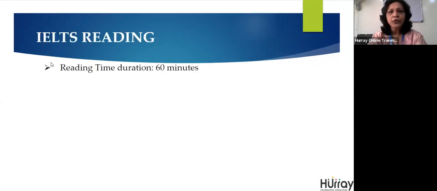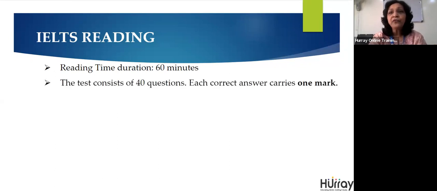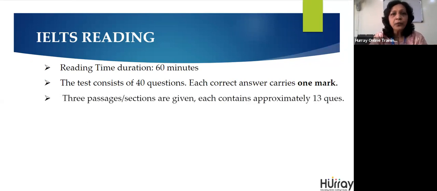Let's go to the reading module. The structure of the reading test is the time duration, which is 60 minutes, which is equal to 1 hour. And there will be 40 questions totally, and each correct answer carries 1 mark. The 40 questions are divided into 3 passages, and each passage would have 13 questions, and one passage would have 14 questions. So that is 13 threes are 39 plus 1 is 40.